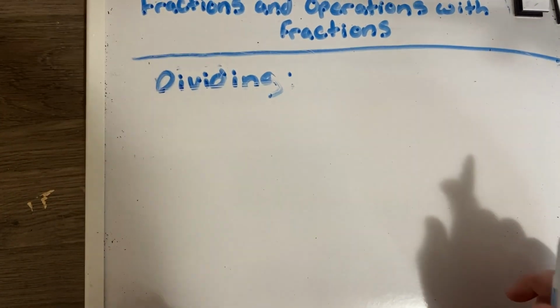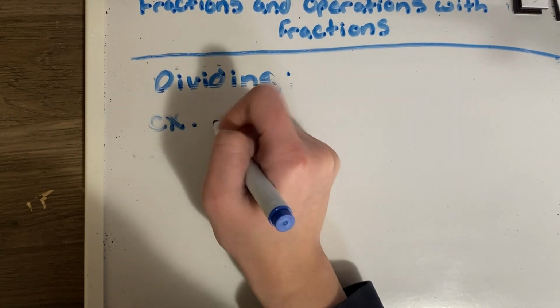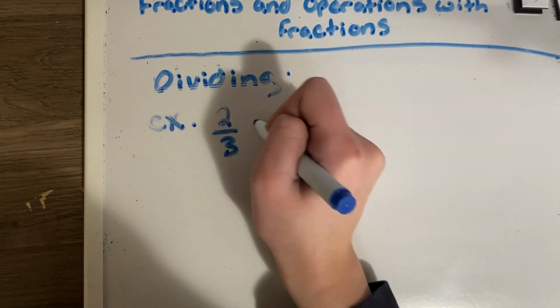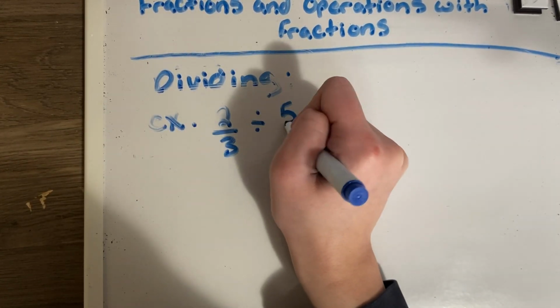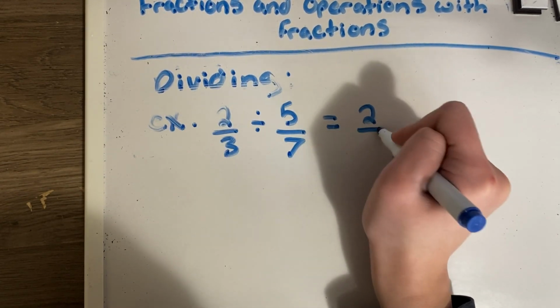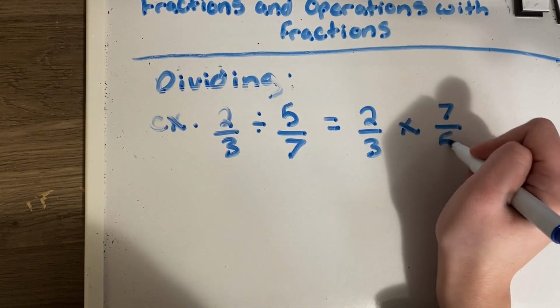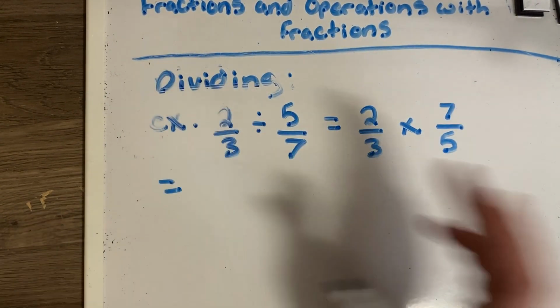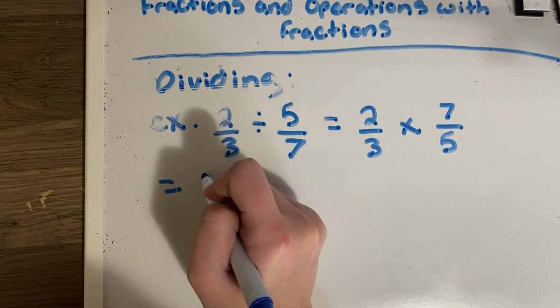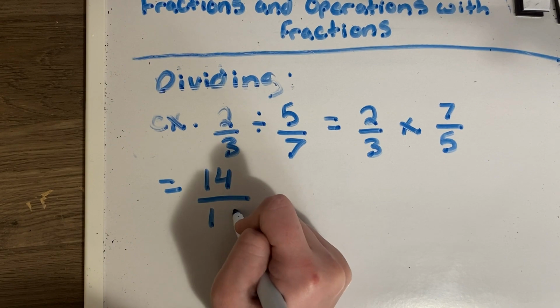So the example we're going to do here is 2 over 3 divided by 5 over 7. Well, we're going to change this to be 2 over 3 multiplied by 7 over 5. And then we'll just multiply fractions as normal. So 2 times 7 is 14, and 3 times 5 is 15.